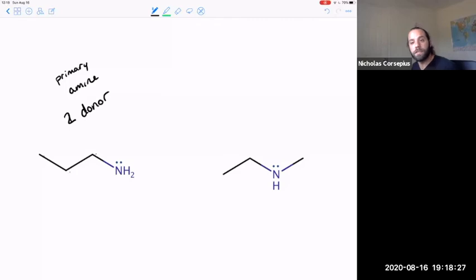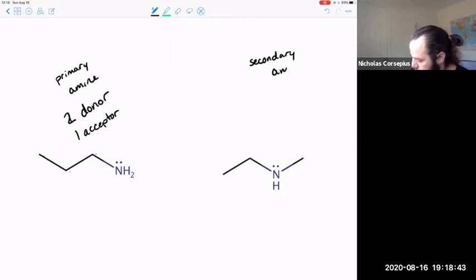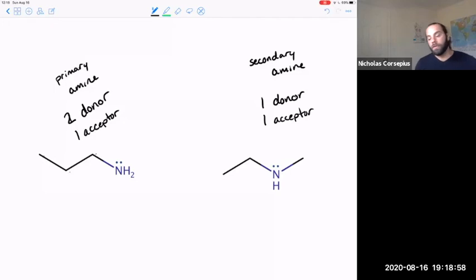And this has 2 donors, right? 2 of those hydrogens, nitrogen-hydrogen bonds that can be a donor for a hydrogen bond. And 1 acceptor, 1 lone pair. This compound over here is what we call a secondary amine. And it only has 1 donor, right? There's only 1 nitrogen-hydrogen bond, as well as 1 acceptor. So in this case, this one, we would expect to have the higher BP, higher boiling point.